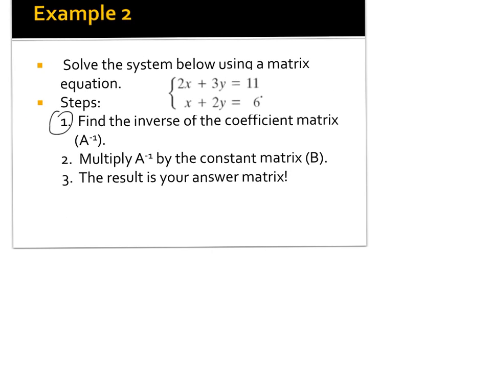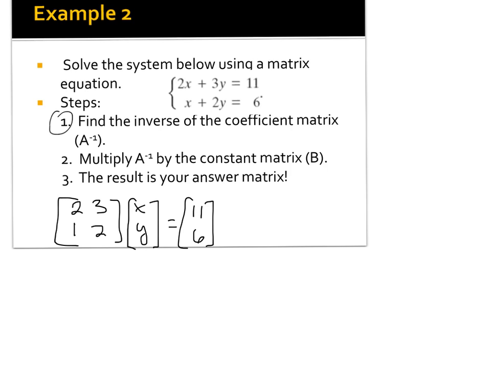The first thing I'm going to do is set up a matrix equation. So I have 2, 3, 1, 2 times x and y, right? That's my variable matrix. And that's equal to 11, 6. Okay? So I need to find the inverse of the coefficient matrix. This right here is the coefficient matrix. Then I'm going to find the inverse of that, and then multiply that by the constant matrix. Okay, and the result is my answer. And so we'll go ahead and go through this.